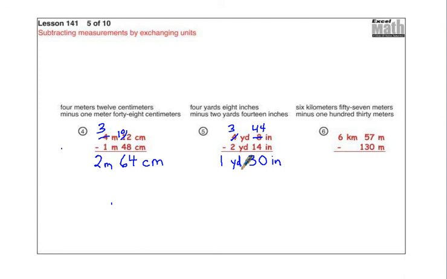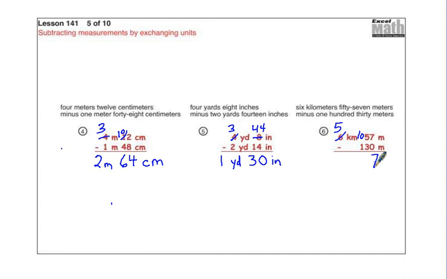Number 6, 6 kilometers, 57 meters, minus 130 meters. So what I'm going to do is regroup. I can't do 57 minus 130. That becomes 5. Now you got to ask, how many meters are there in a kilometer? And there are 1,000 meters in a kilometer. So this is not going to just be a 1 on there. It's going to be a 10 to make that 1,057.